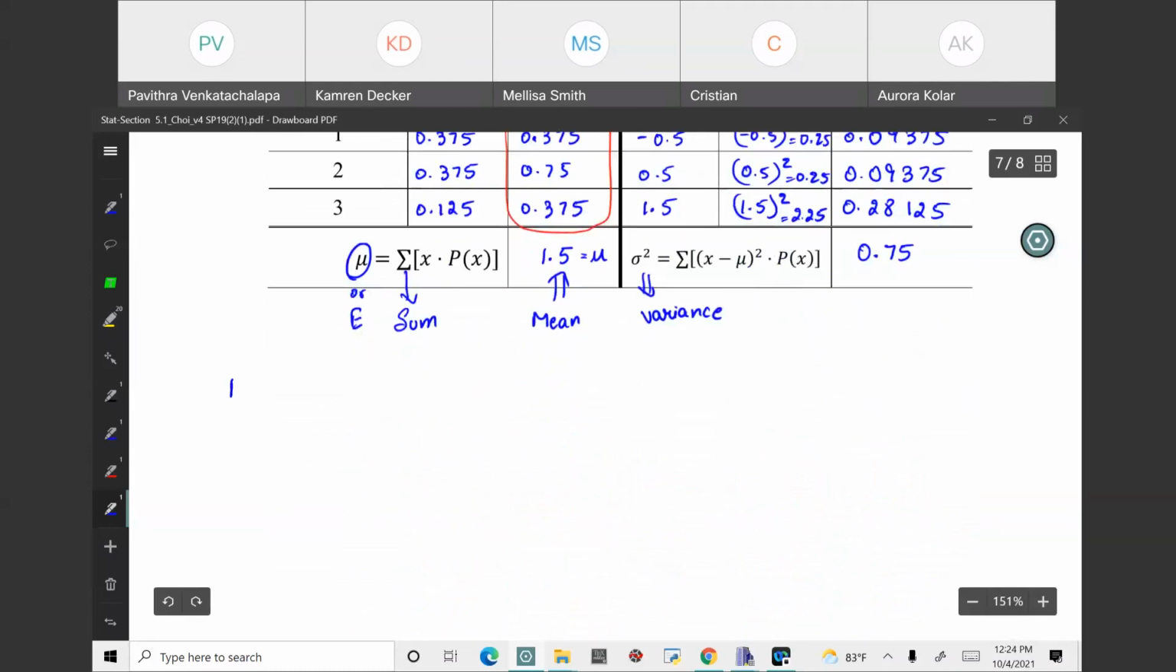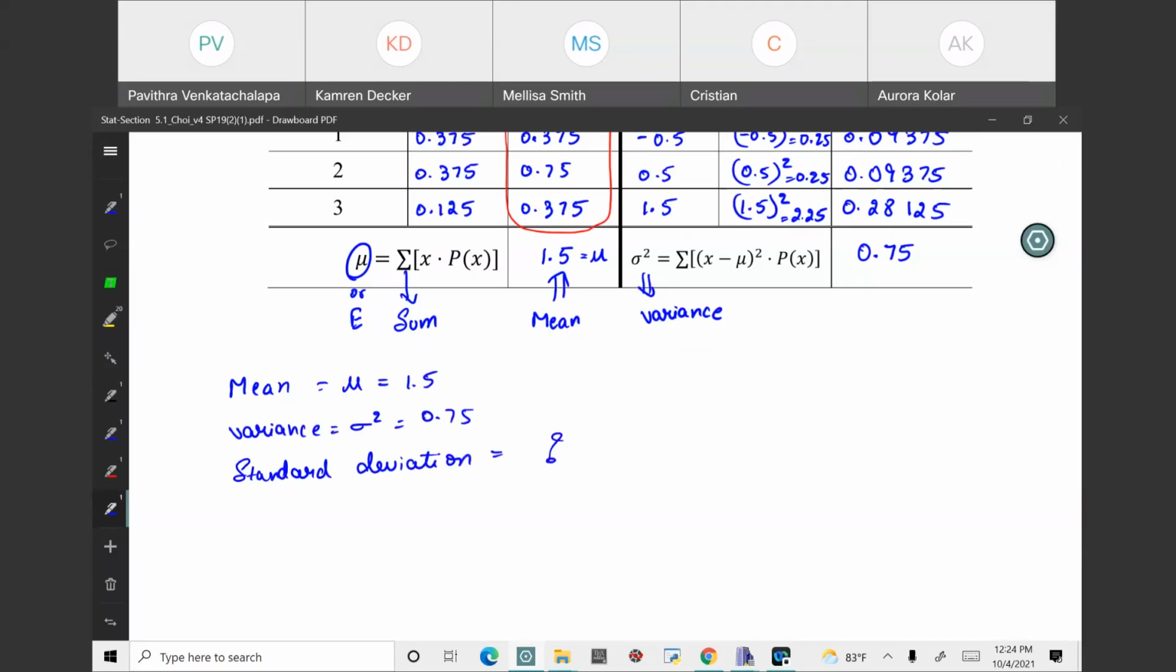Now we got the mean, which is represented by mu, which is 1.5. Variance, denoted by sigma square, which is 0.75. Now standard deviation is equal to what? You have variance. How do you compute standard deviation?